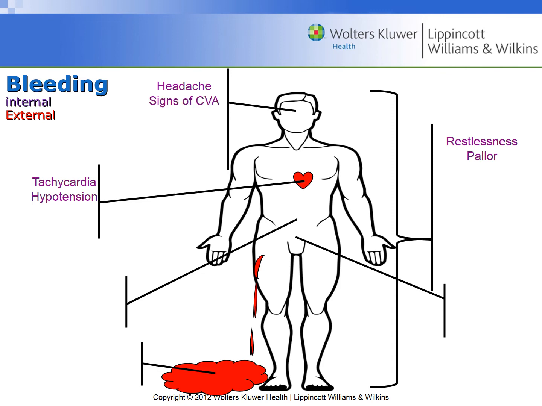Signs of a CVA. Joint pain and swelling, if the bleeding is in the joint. Hematuria, blood in the urine. Hematemesis, vomiting blood. That can be both an internal and external bleed. Blood in the stool.